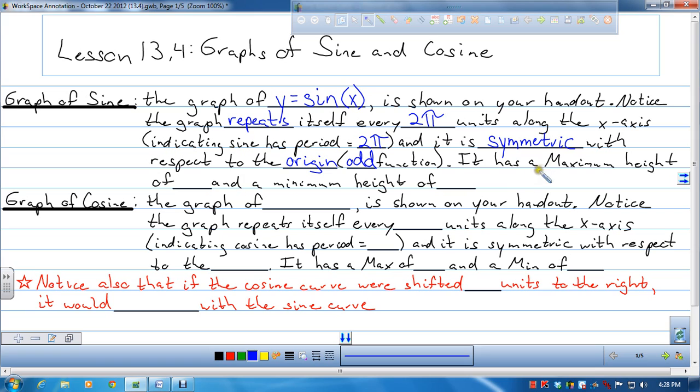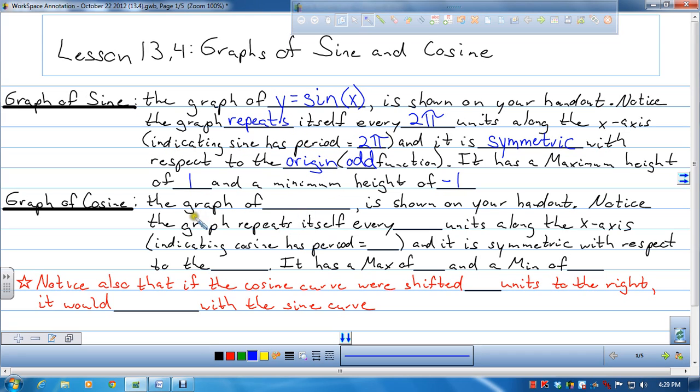You'll notice it has a maximum height of 1 and a minimum height of -1. This is going to be our most basic equation of the sine curve. Kind of like y equals x is the most basic line. Y equals x squared is the most basic quadratic. Everything builds off of that. It's going to be the same thing for the sine.